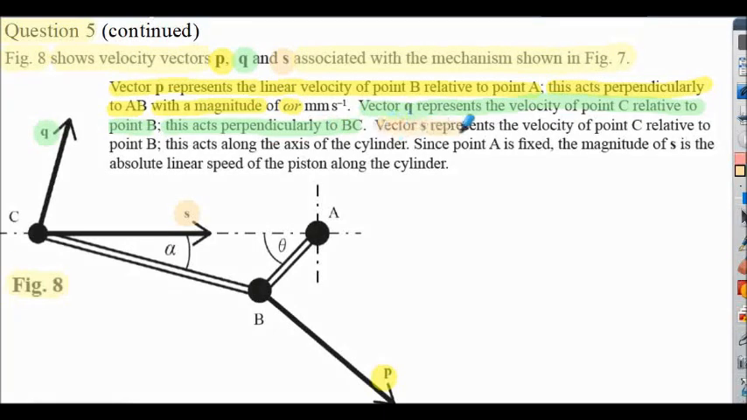And vector S represents the velocity of point C relative to the cylinder, and this acts along the axis of the cylinder. Since point A is fixed, the magnitude of S is the absolute linear speed of the piston along the cylinder. Here's point A on our diagram, the center of rotation of the crank.